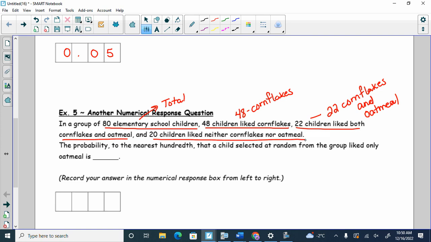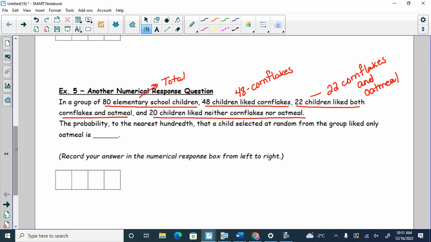How do we know we bumped out of set theory into probability? Last sentence, what does it say? The probability to the nearest hundredth. So do we treat it just like a Venn diagram? Yep. Make your Venn diagram just like you normally would. Nothing changes. Just when you get your answer, you're going to have to divide it by the total to get the probability. So let's set up our Venn diagram.